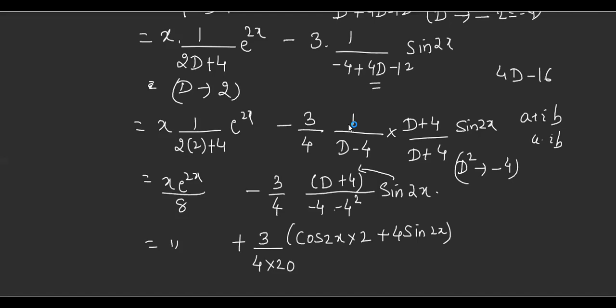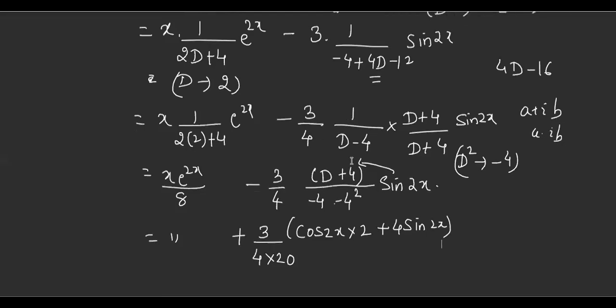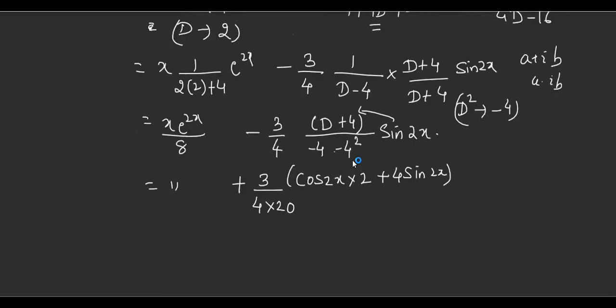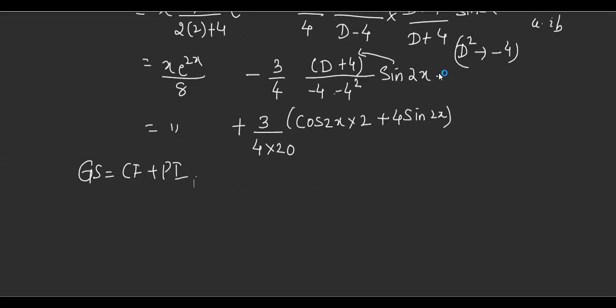Is the part clear? Why has this sine become cos? Because we have differentiated. You can even write it like this directly. Hope the steps are clear. Just take 2 common, cancel one of the 2s here, and write your final answer. Then write GS is equal to CF plus PI. Hope you can substitute the CF and PI you have got for that exam. Okay? Hope clear? Let us write the next.